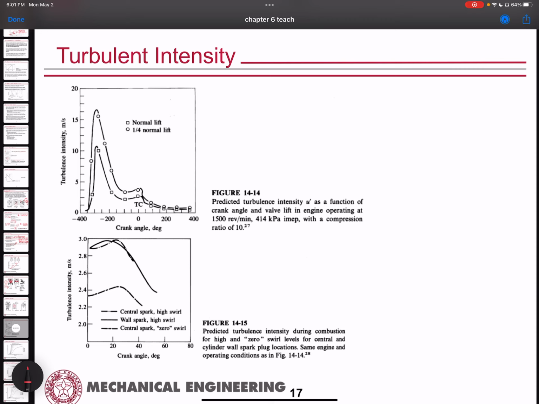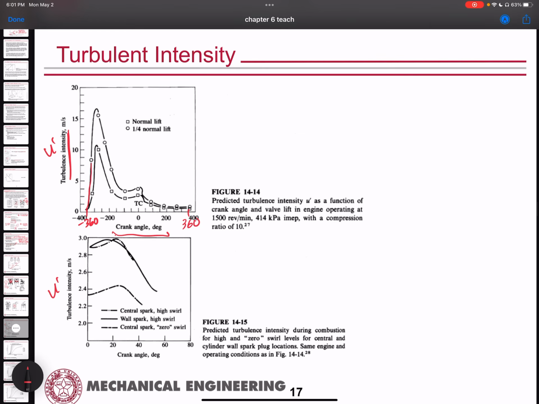So if you take a look at these two plots, you'll notice that this is essentially U prime, the turbulent intensity that you see on both of these. Now this is as a function of engine crank angle. So this would be over a four-stroke engine where it's going from minus 360 to plus 360. And what you see, of course, is that the turbulent intensity rises to very high levels. Notice that this is 16 meters per second, right?